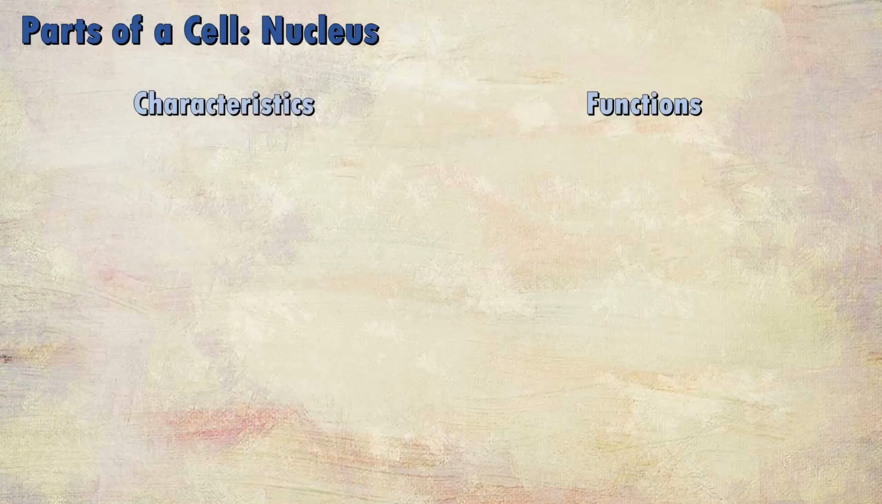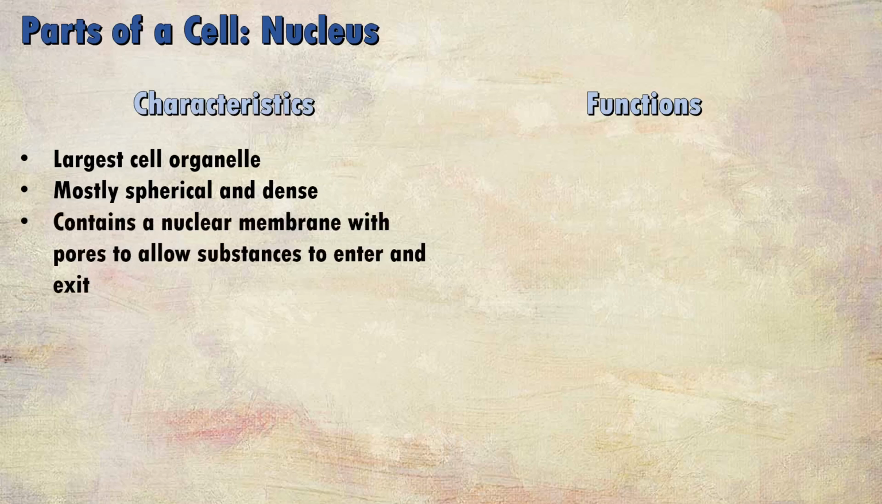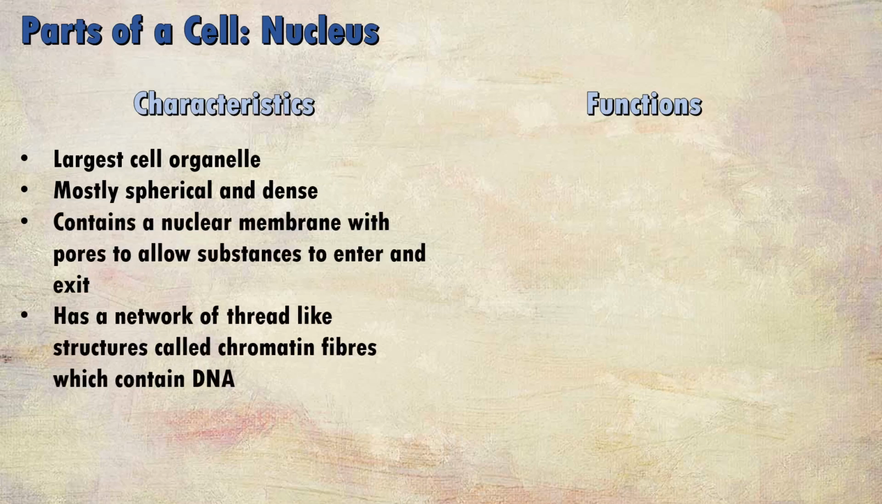Next is nucleus. The characteristics are, it is the largest cell organelle. It is mostly spherical and dense. It contains a nuclear membrane with pores to allow substances to enter and exit. It has a network of thread-like structures called chromatin fibers, which contain DNA.